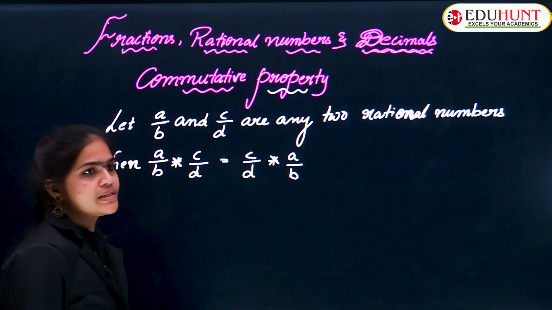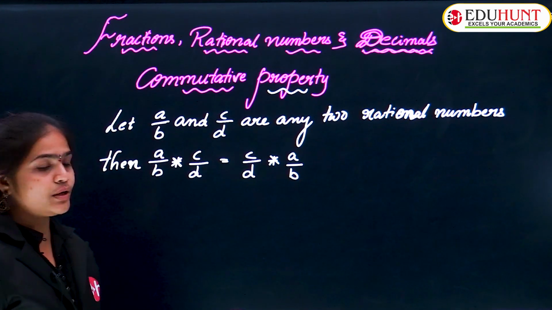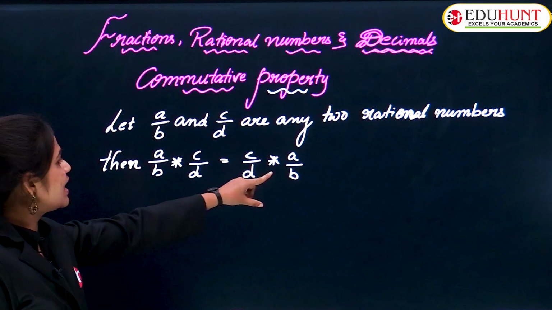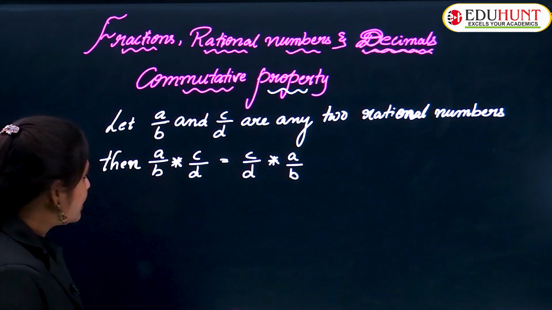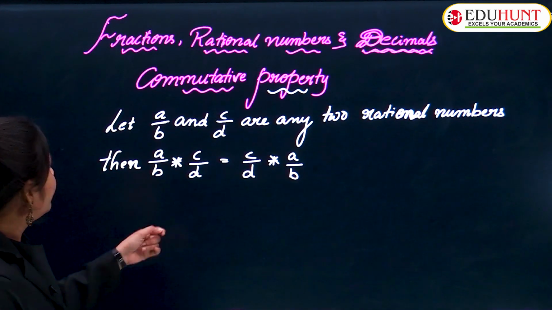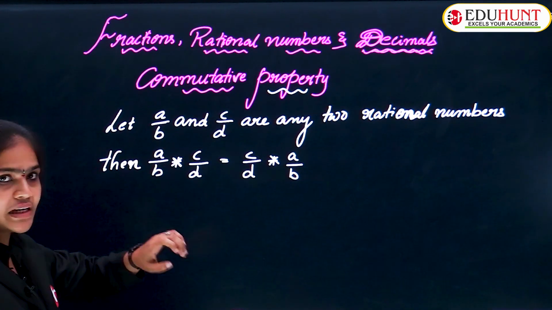Just observe this one, ma. I just changed the order only. What is that? A by B star C by D is equal to C by D star A by B. Now here see that these two also belong to the rational numbers. When is it possible, ma? When A by B and C by D are any two rational numbers.